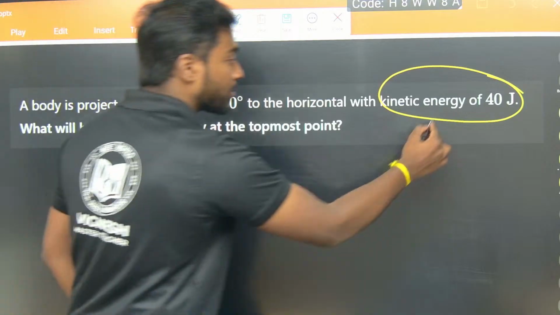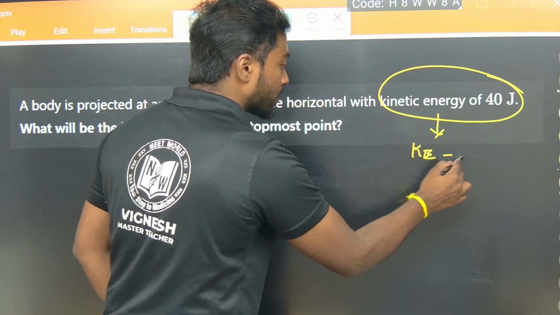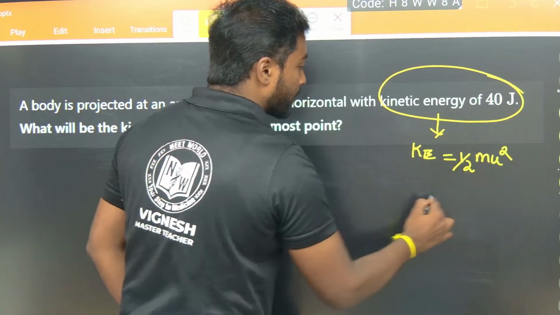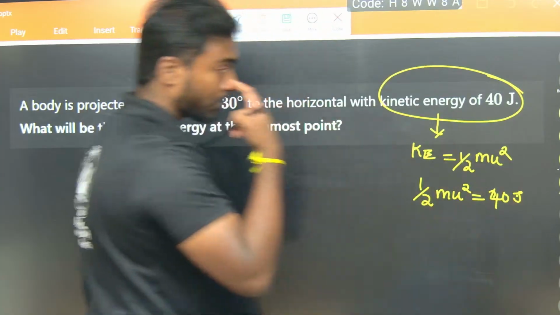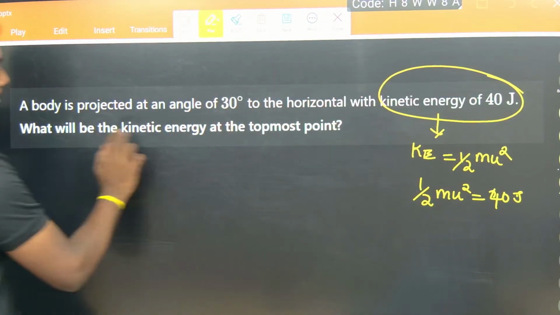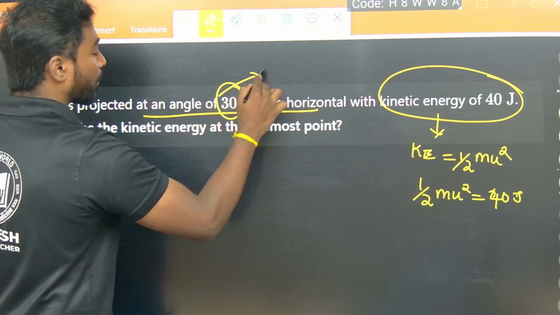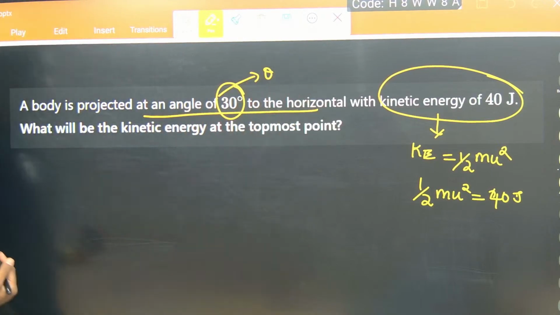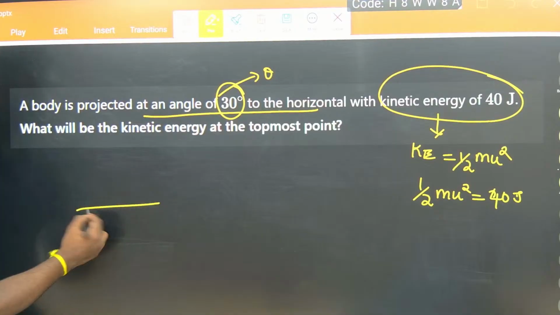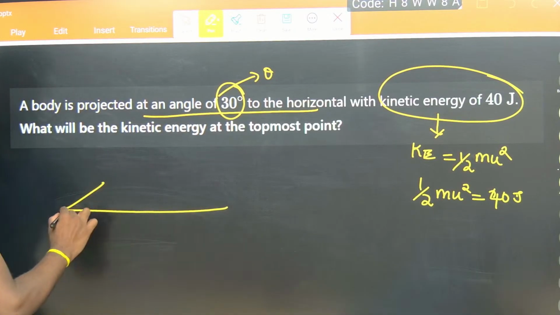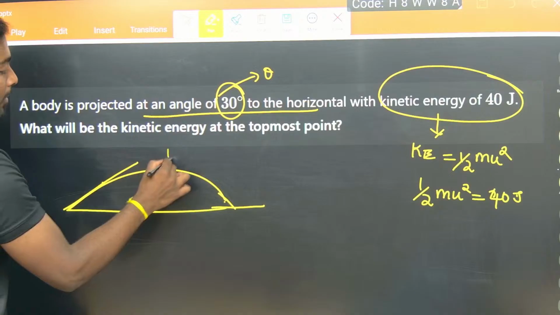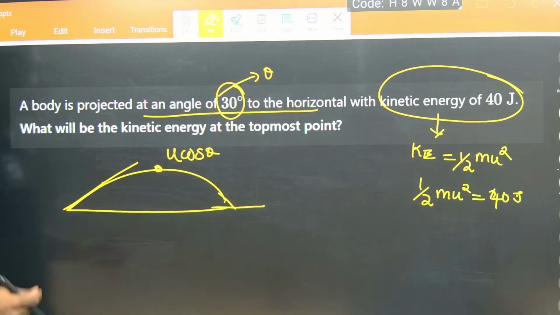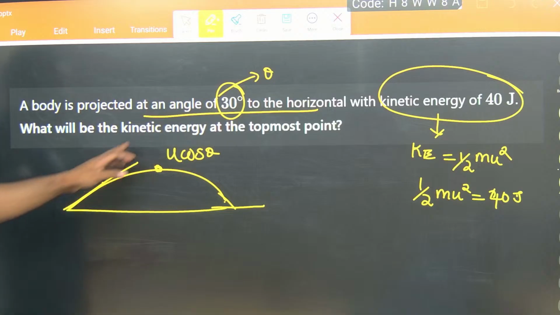initial kinetic energy, guys, so kinetic energy is equal to half mu square. So half mu square is nothing but 40 joules. I'll keep it as it is. When it is making an angle of 30 degrees with respect to horizontal, at the topmost point, velocity will be u cos theta, no. So kinetic energy at the topmost point only they have asked. So what can I do now?